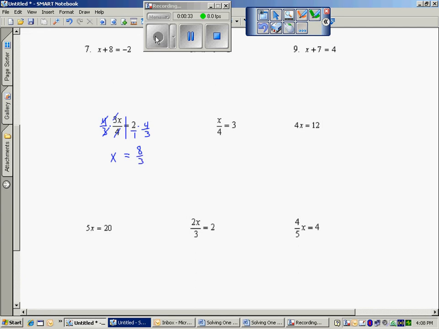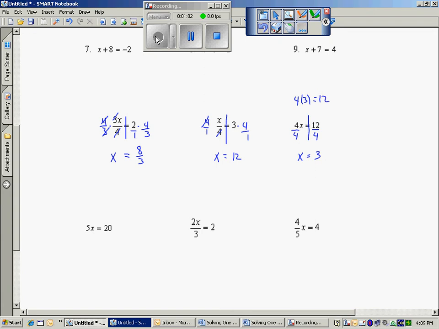The second problem: to get rid of the 4 in the denominator, I put the 4 in the numerator, multiplying each side across the equal sign, left and right. The 4 is reduced because 4 divided by 4 is 1. 1x remains. 3 times 4 is 12. 4 times x, the opposite of 4 times x is division. I divide each side by 4. X is 3. Checking my answer, 4 times 3 is 12.